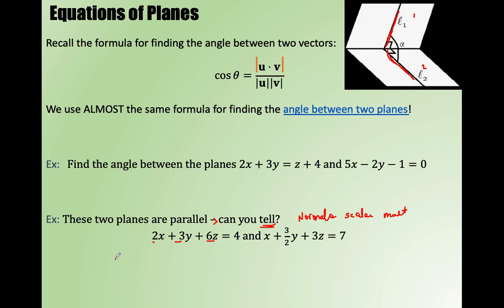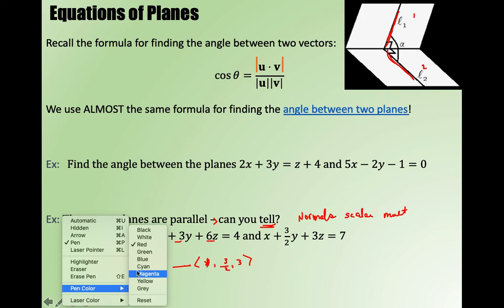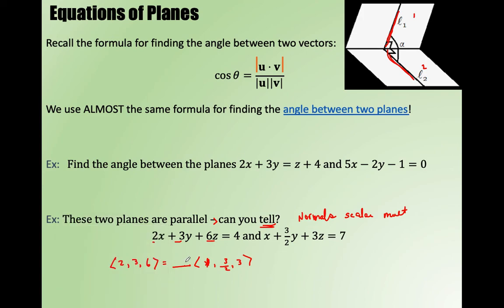So what's true about the normal 2, 3, and 6? Is it a scalar multiple of x, 1, 3/2, and 3? And again, you can put the scalar here or here, it matters not. The way I've written it, isn't it true that if you put a 2 here, 2 times 1 is 2, 2 times 3 halves is 3, and 2 times 3 is 6, right?